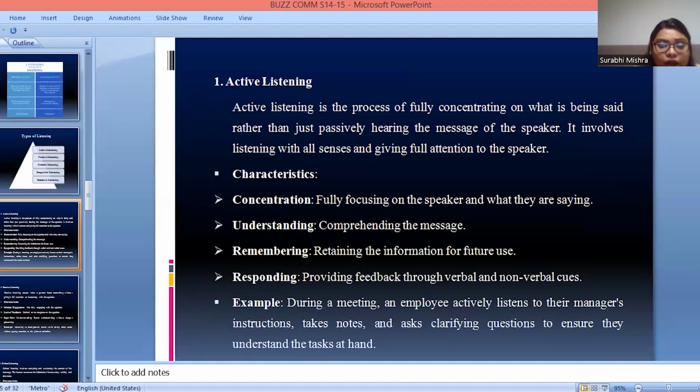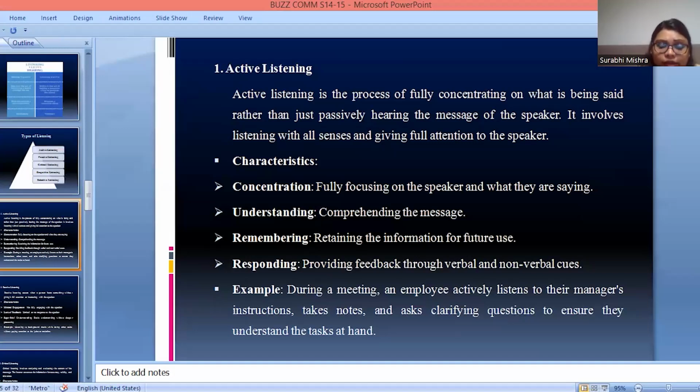So let's see what the characteristics of this type of listening are. This type of listening includes four characteristics. Number one is concentration, understanding, remembering, and responding. Now we'll discuss them one by one. Concentration says we have to fully focus on the speaker, on what they are saying, right? Because only then will we be able to understand it, remember it, and evaluate it.